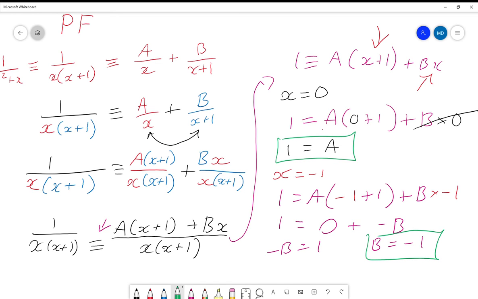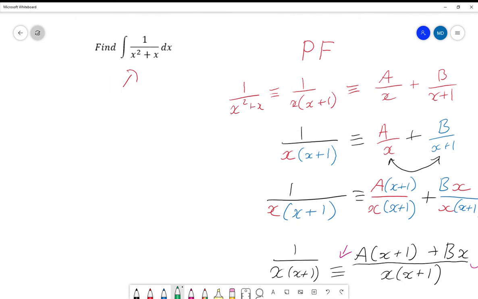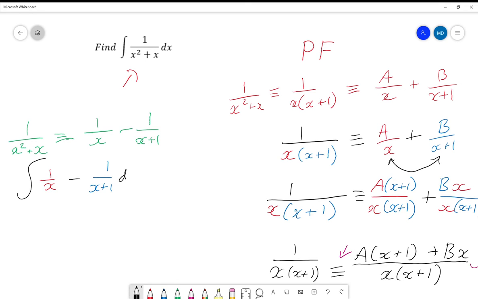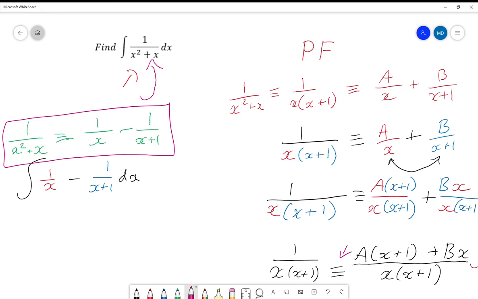So now I can use that, plug it in, and I get that 1 over x squared plus x is exactly the same as 1 over x, because a was 1, minus 1 over x plus 1, because b was minus 1. And now all I'm doing is integrating 1 over x minus 1 over x plus 1 dx, because I'm going to take this equivalence here and just plug it into my integral.